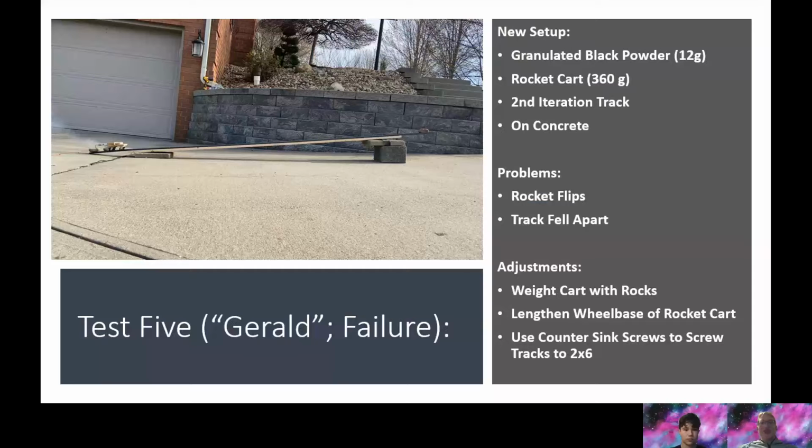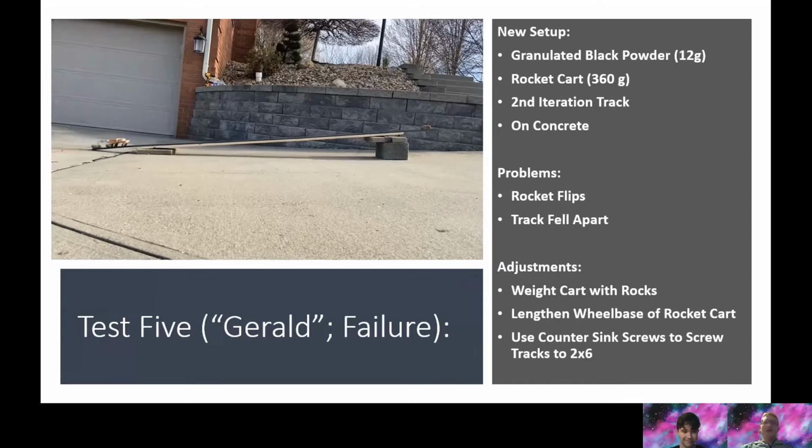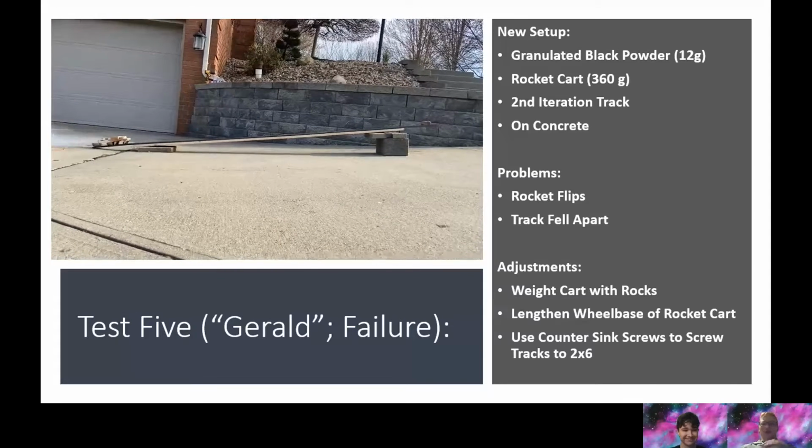Now, in test 5, because we have to test different types of propellant, we use granulated black powder. We named this engine Glenn, and not Glenn, Gerald. He was a failure, I'm sorry to say. We also moved where we tested onto Alex's driveway.